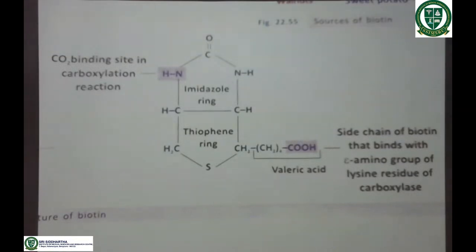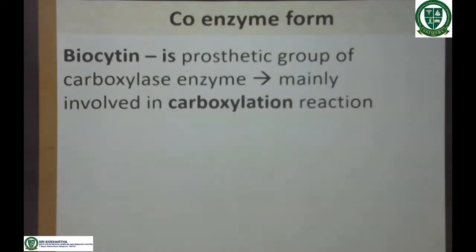The enzymes which are involved in carbon dioxide fixation reactions are called carboxylases. Here you can see the pointer, carboxylase. This is the enzyme binding site and this is the carbon dioxide binding site. The coenzyme form of biotin is biocytin. The active form or the coenzyme form of the vitamin biotin is biocytin. This biocytin acts as a prosthetic group, that is the non-protein part of the enzyme called carboxylase. So the carboxylase enzyme contains a non-protein part, that is biocytin or biotin.